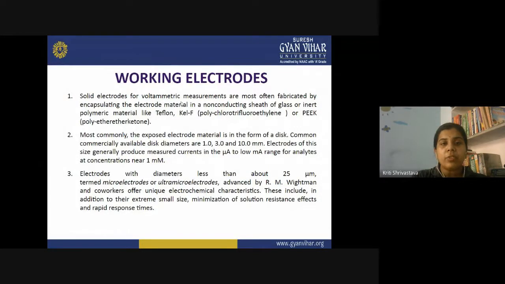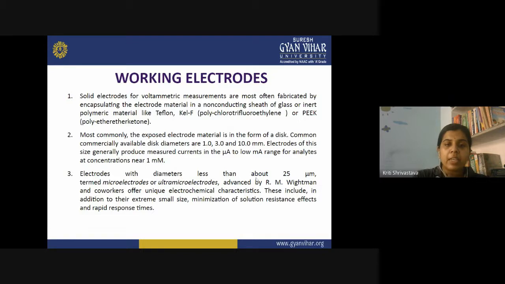Now, solid electrodes for voltammetric measurement are most often fabricated by encapsulating the electrode material in a non-conducting sheath of glass or inert polymeric material. That could be any polymer like Teflon or Kel-F. Commonly the exposed electrode material is in the form of a disc, and commercially available disc diameters are 1, 3 and 10 mm. Electrodes of this type generally produce measured currents in the microampere to low milliampere range for analytes at a concentration near 1 millimolar.